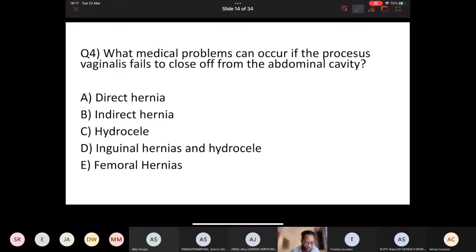Now, I think we've got a question here which says, what medical problems can occur if the processus vaginalis fails to close off from the abdominal cavity? And we'll open the poll. Just give it about 10 more seconds. Okay, I'm going to close the poll.